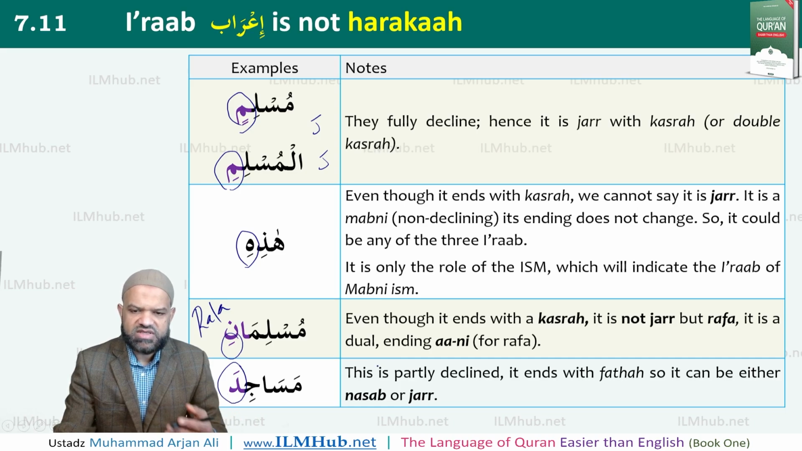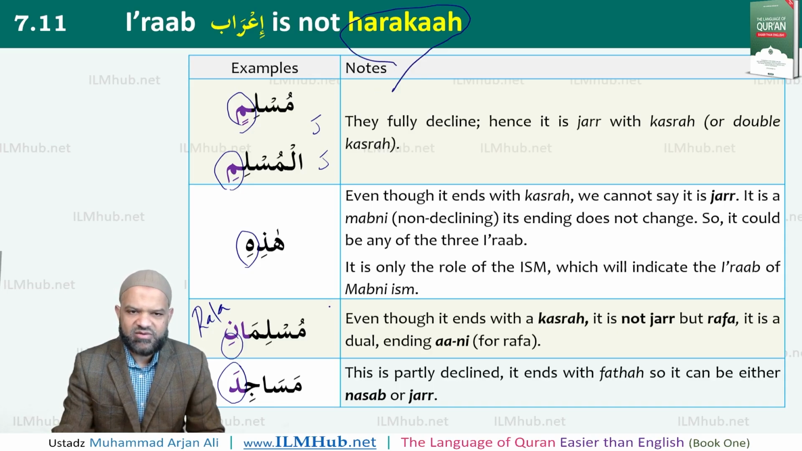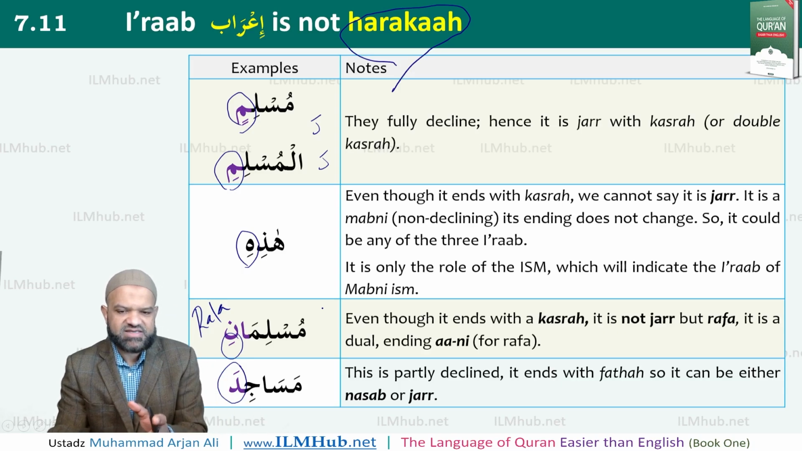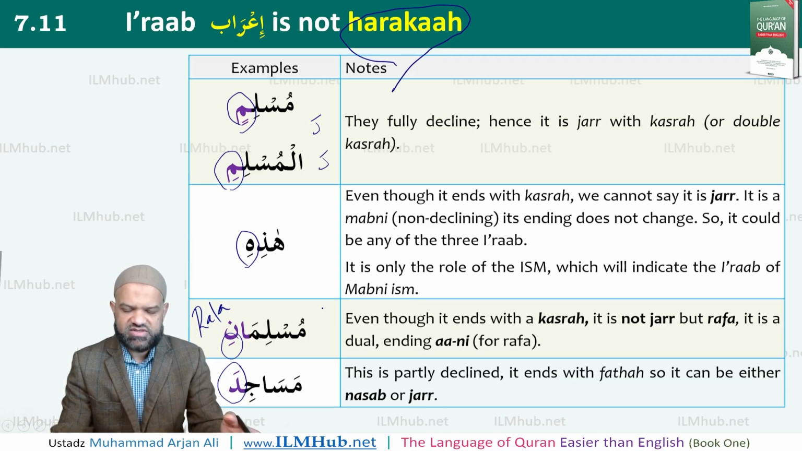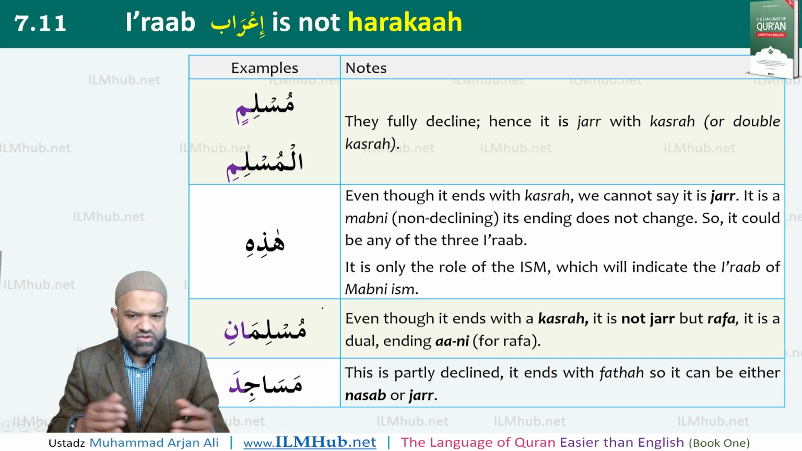So you can see with these examples here, the other ones I've shown you, qadin could be rafa or jar. Asan could be rafa, nasab or jar. So it is not always the final haraka. It is not the haraka, the vowel sign at the end, that dictates the i'rab. Please note that. This is a major confusion. If you just accept that as a fact and begin to learn the different categories, inshallah ta'ala, this confusion will be removed and you'll be able to make progress in your Arabic relatively quickly.